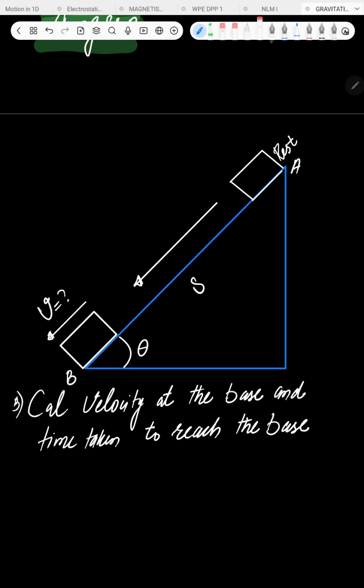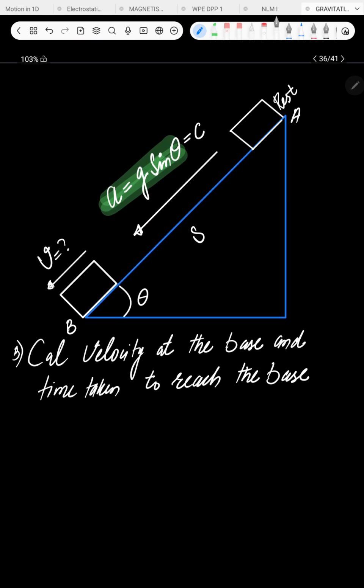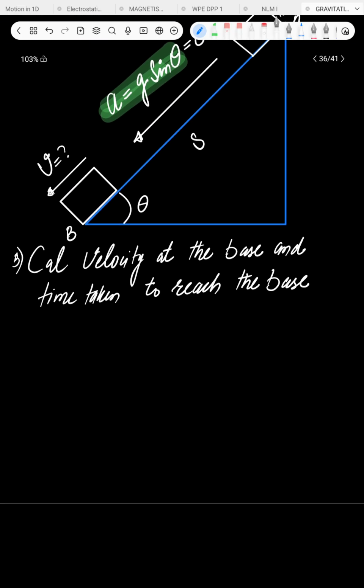The first and foremost thing is that you will tell me what will be the acceleration of the block as it goes from A to B. That will obviously be g sin theta. We have just calculated that this acceleration a equals g sin theta. Now tell me one thing, is this acceleration variable or is it constant? Obviously it is constant. Now when the acceleration is constant, the situation demands equations of motion.